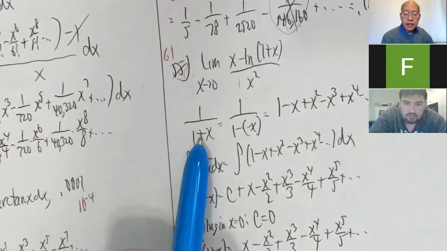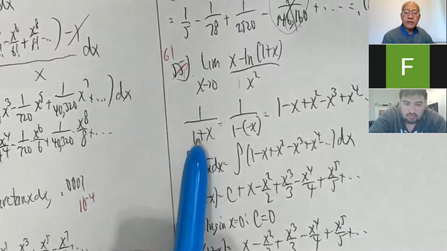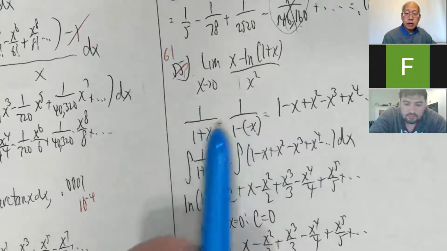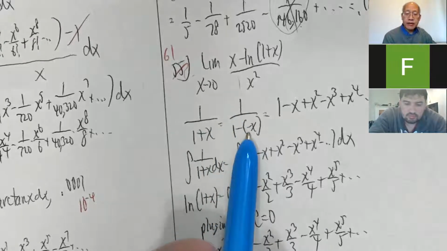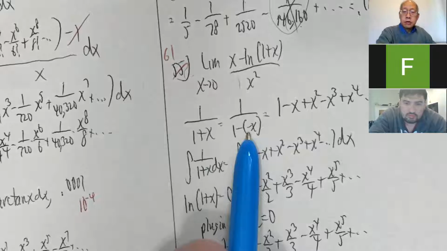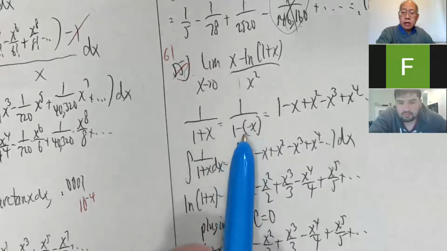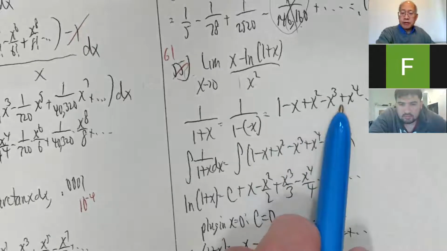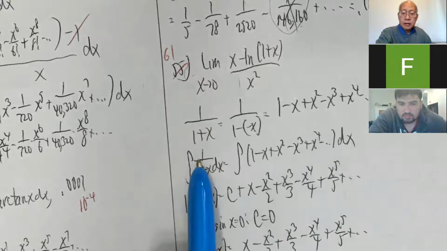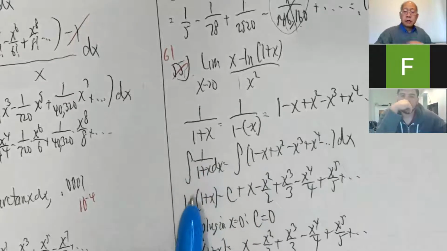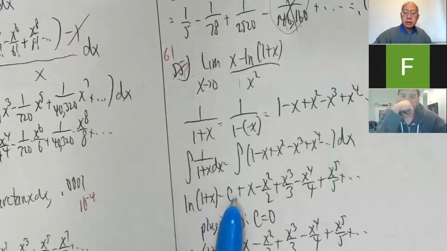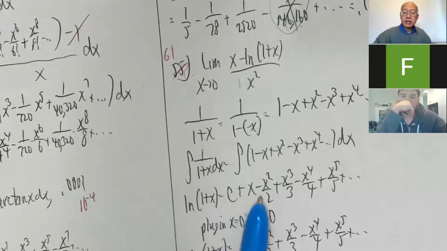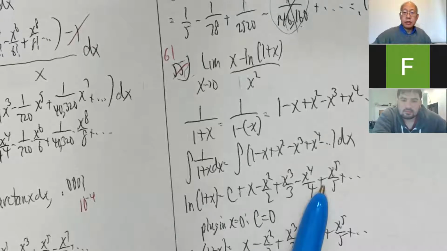Okay, for 1 over 1 plus x, you can always derive that by treating that as 1 over 1 minus negative x. So that's a geometric series where the first term is 1. Common ratio is negative x. So 1 minus x plus x squared minus x cubed plus x to the fourth and so on. And then if I integrate that, which means I'm going to integrate ln 1 plus x. Okay. C plus x minus x squared over 2 plus x cubed over 3 minus x to the 4th over 4 plus x to the 5th over 5, and so on.